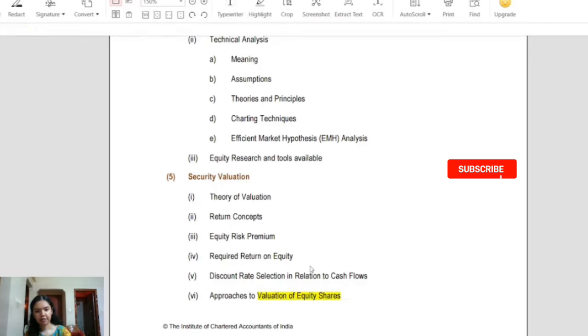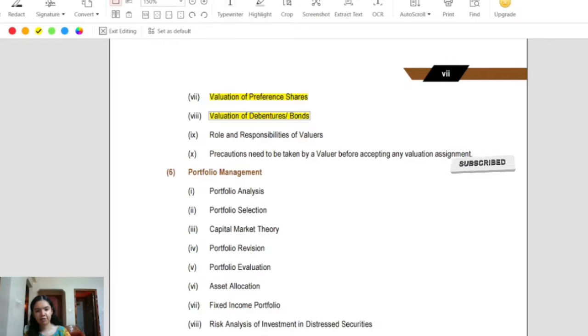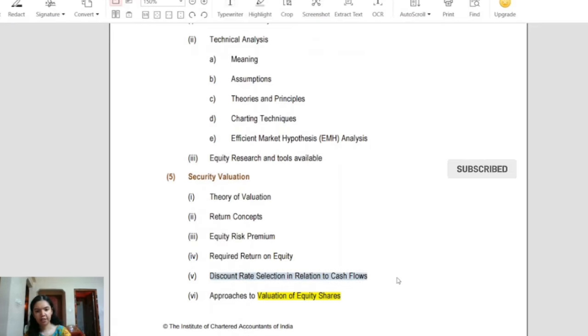Valuation of shares, equity shares, valuation of preference shares, and then valuation of debentures. And also companies with excess funds may need to decide whether an investment is justified, making this area particularly important. Also, this chapter explains the concept of free cash flow, including free cash flow to firm and to the equity. So this section is also important.